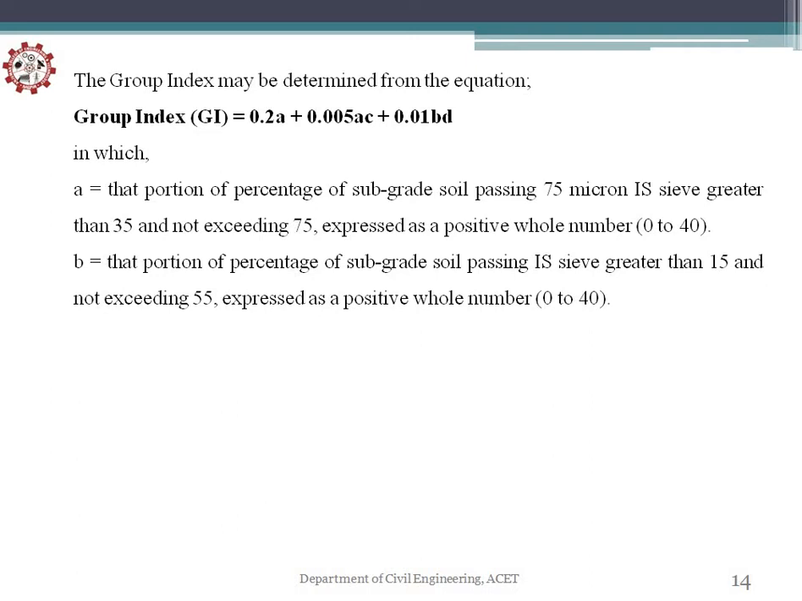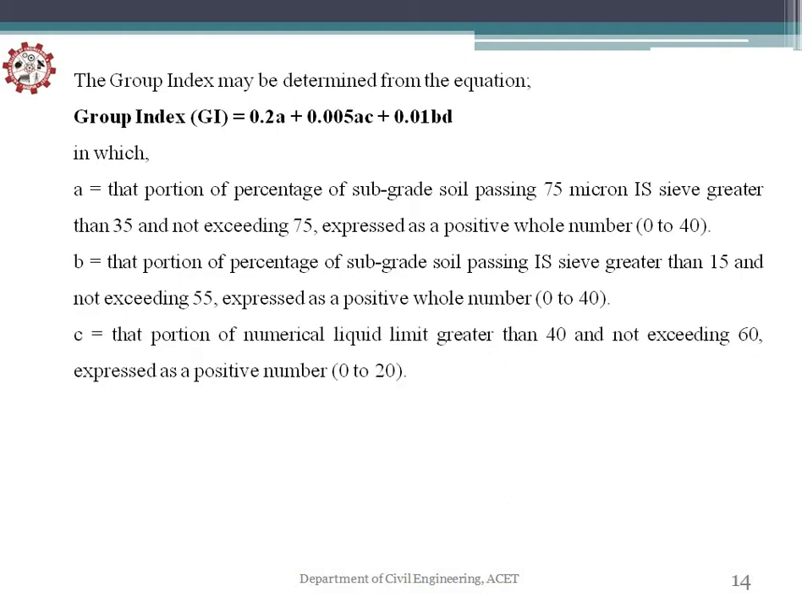Next is B. B is with respect to the portion that is passing IS sieve of 15 and not exceeding 55, expressed as a positive whole number 0 to 40. So for A, the minimum value is 35, and in B the minimum value is 15. In numericals you have to take these two values, and if the value is greater than 40 then you have to take 40 only, but if it is less than 40 then you will take that value. So this is how it is done for A, B.